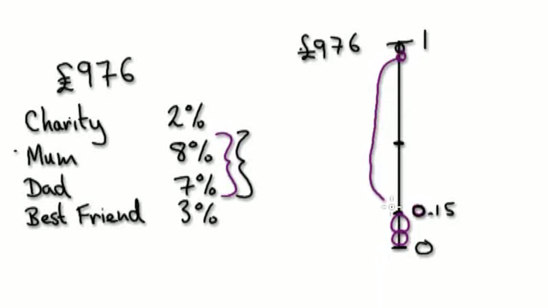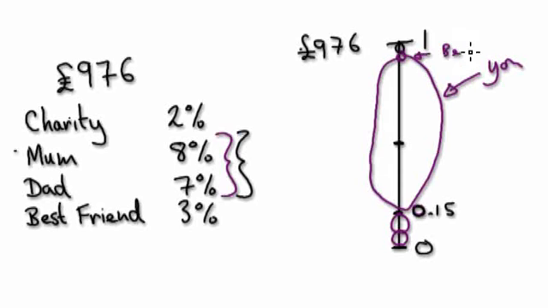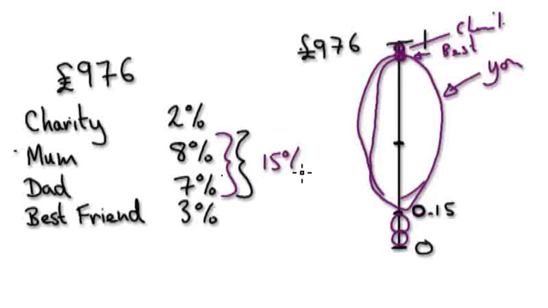Remember, you have 80%. That's a massive part. This is you here, and this is a tiny part going to best friend, and this one here is charity. So I don't really care about charity, best friend, or you, because the question is saying how much money goes to family members. So basically, I only care about mum and dad. So mum and dad really is 15%.